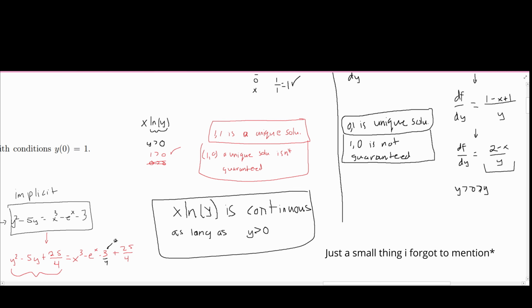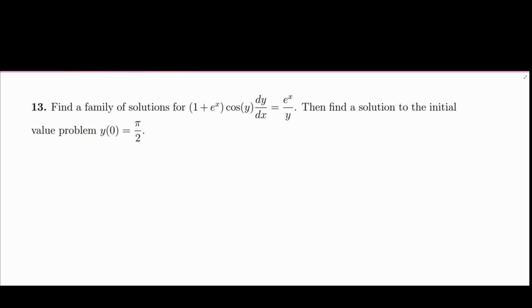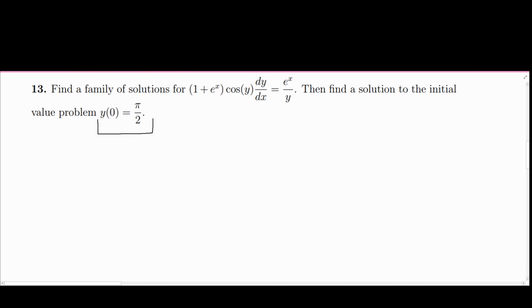Number 13 asks us to find a family of solutions for (1 + e^x) cos y dy/dx = e^x/y. Then find a solution to the initial value problem y(0) = pi/2. So these are our points that we're going to test when we finish integrating this first given equation. Given this equation, we are going to separate it first. We want the dy and the dx on opposite sides so that we can integrate it.